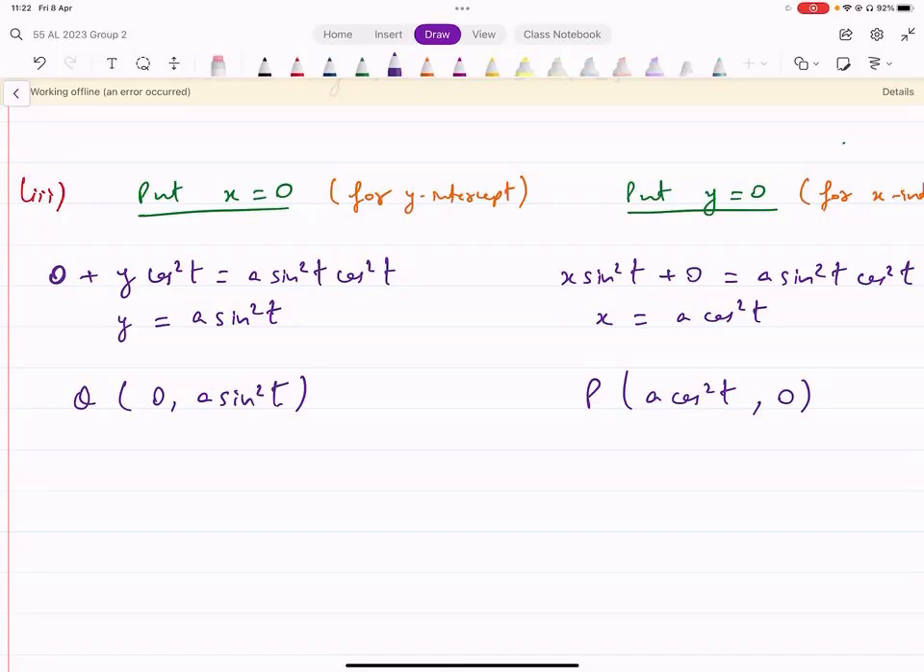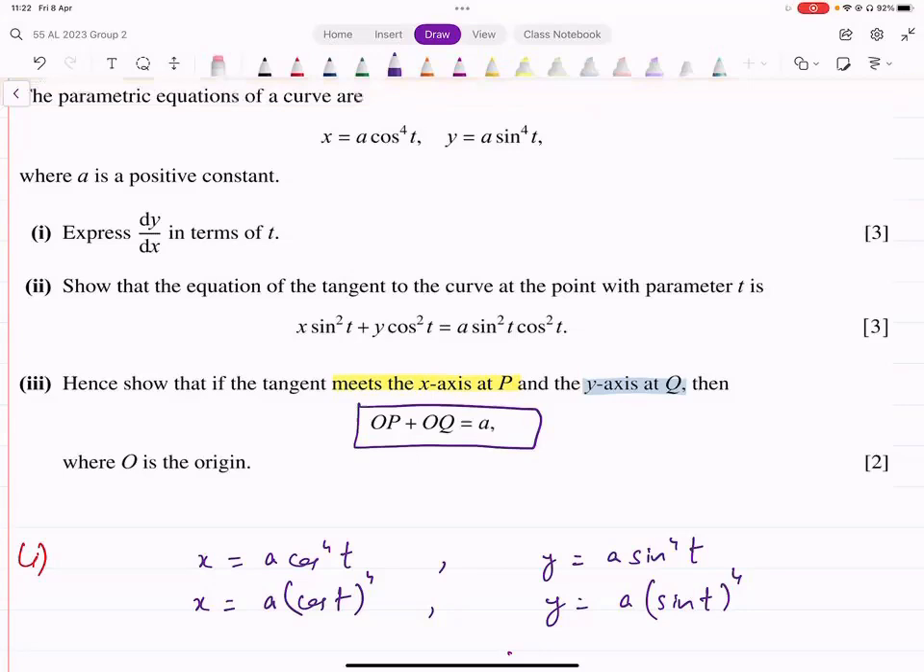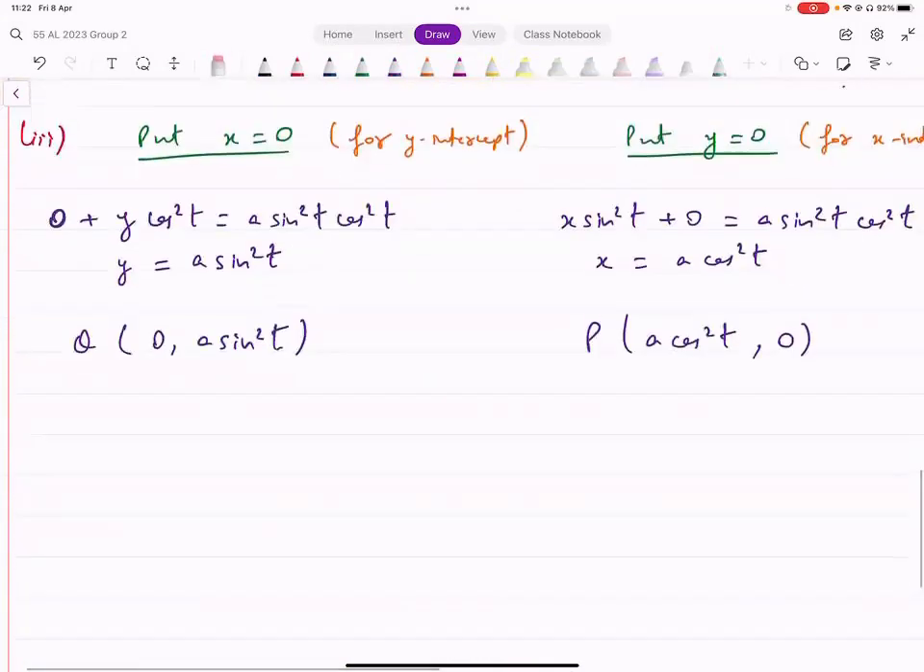Now what do you have to do? You have to show that OP plus OQ is equal to A. OP is the distance of P from the origin. OQ is the distance of Q from the origin. ठीक है, origin से दोनों के distances हैं. P x axis के ऊपर है. So if you were to just make a rough sketch for this, इस तरह का कुछ लग रहा है ये.